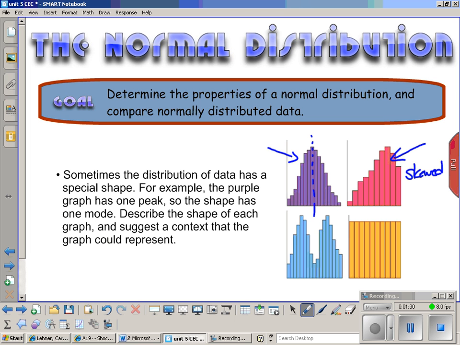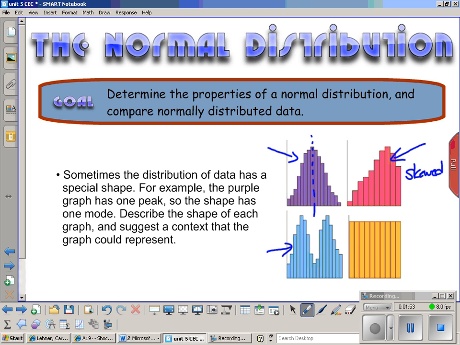Bimodal is what we would call this blue graph. There are two peaks that are roughly symmetrical about their middles. For example, here, maybe this represents the number of texts sent during the course of a day. So maybe there are some time frames in a day where most people send their text messages. And then there's other times when not a lot of people send.